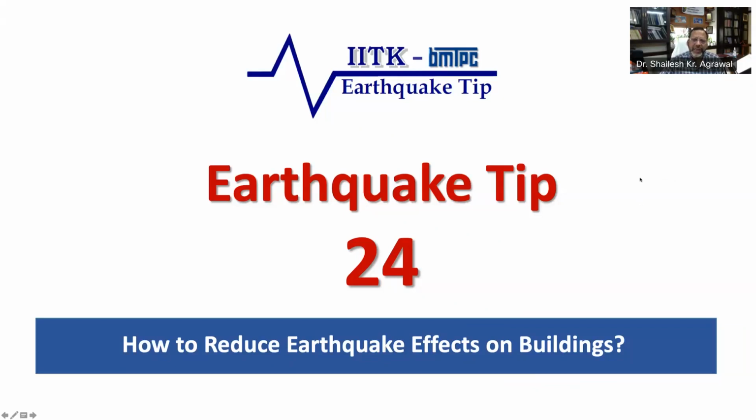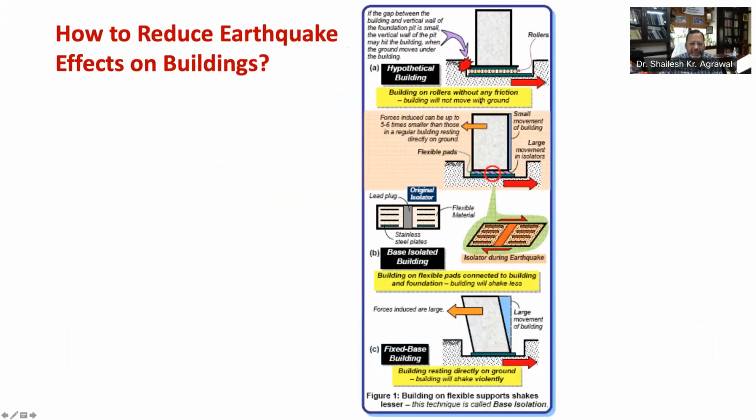Let's now understand them through this figure. The concept of base isolation is explained through this example building resting on frictionless rollers as shown in this figure 1A. When the ground shakes, the rollers freely roll, but the building above does not move. That means no forces are transferred to the building due to shaking of ground, or in other words, the building does not experience the earthquake.